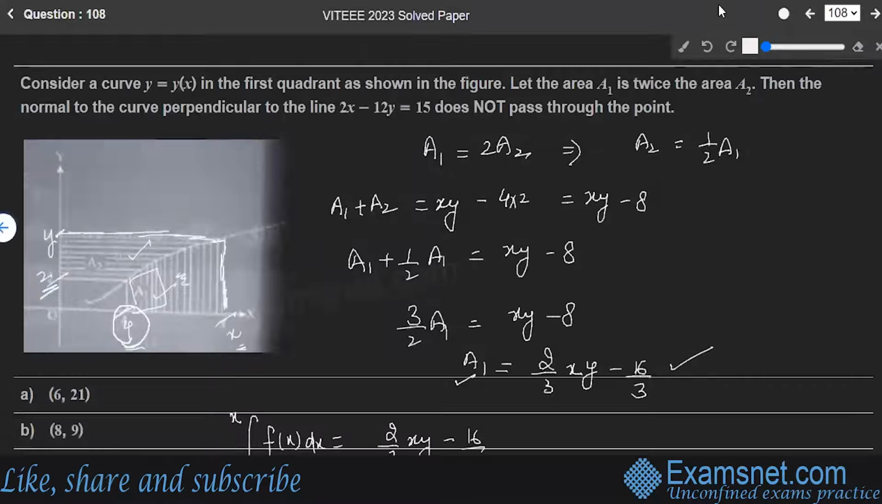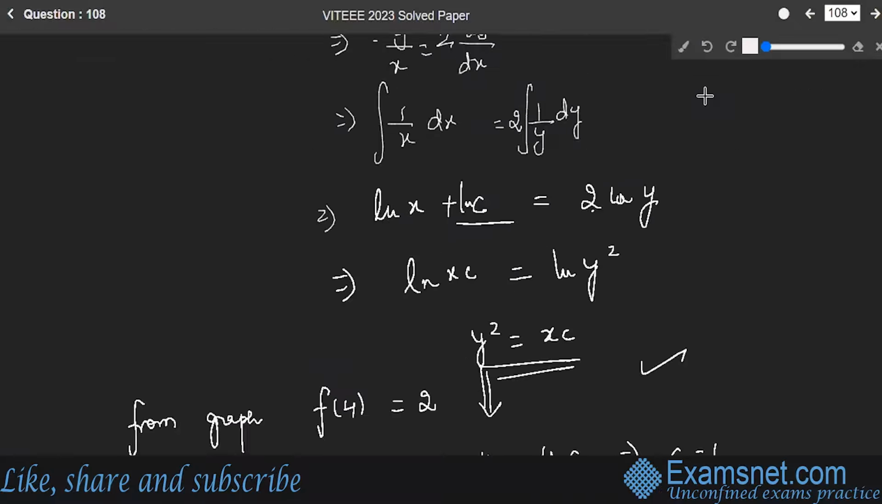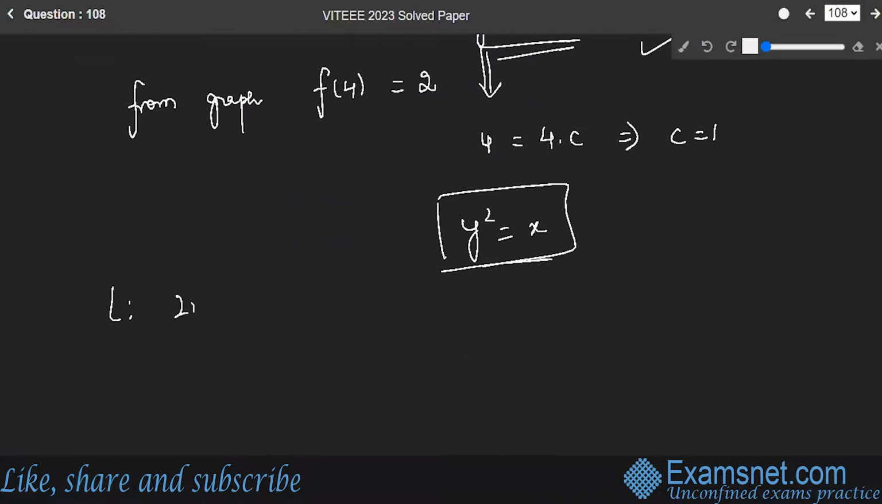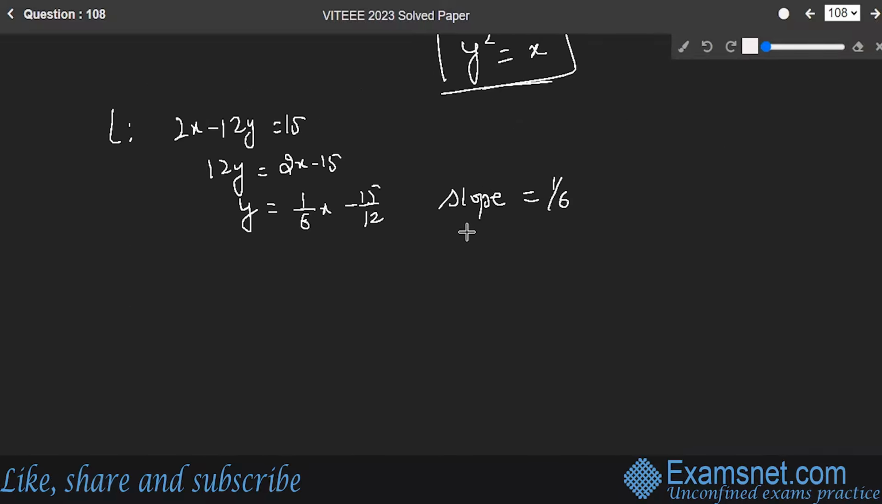Now the given line was 2x minus 12y is equal to 15, which gives you 12y is equal to 2x minus 15, or y is equal to 1 by 6 x minus 15 by 12. Here the slope is equal to 1 by 6. So what is the slope of the perpendicular line now? You know the product of the slopes of two perpendicular lines is equal to minus 1. So the slope of the perpendicular line is given by minus 1 divided by 1 by 6, that is equal to minus 6. So this is the slope of the normal.